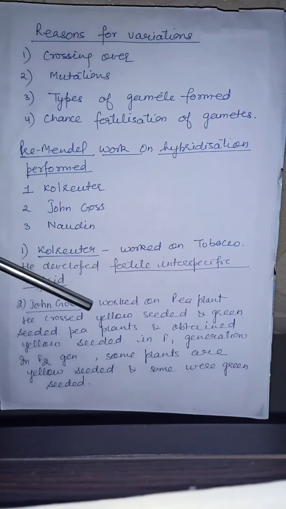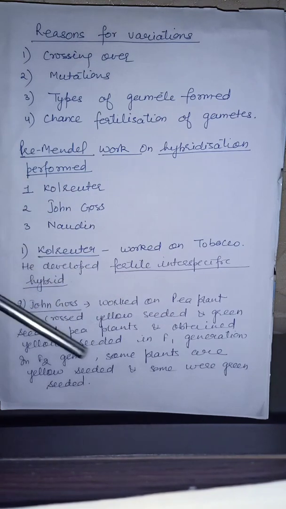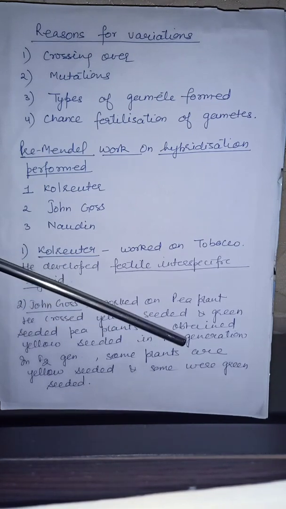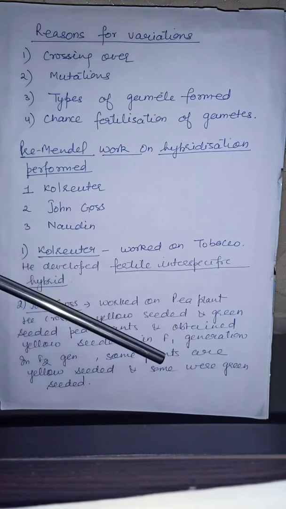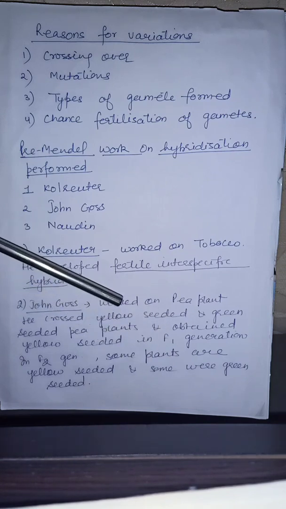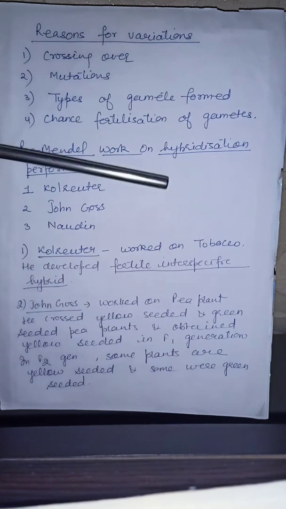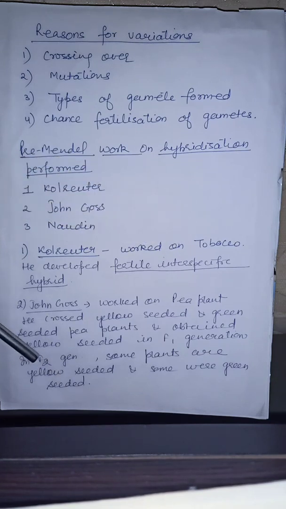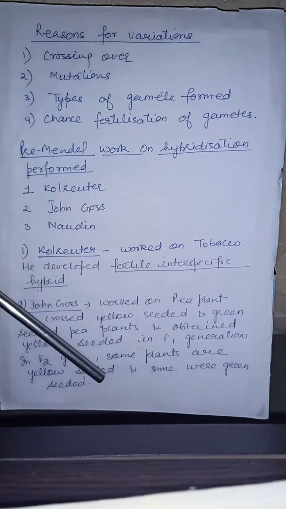Gaertner also worked on pea plants like Mendel. He crossed yellow seeded and green seeded pea plants and obtained yellow seeded plants in the F1 generation, like Mendel. And in the F2 generation, some plants were yellow and some were green. So his results match Mendel's results.